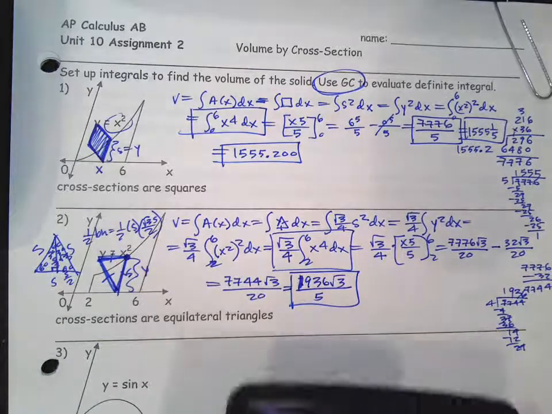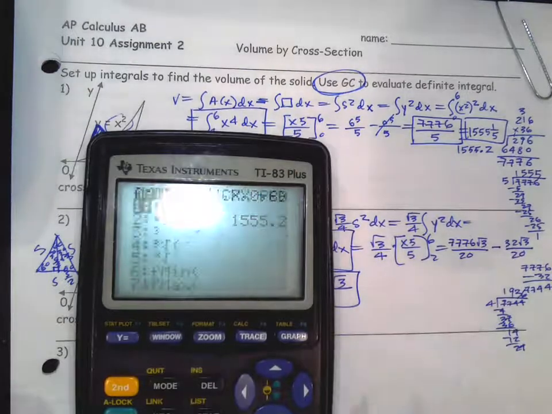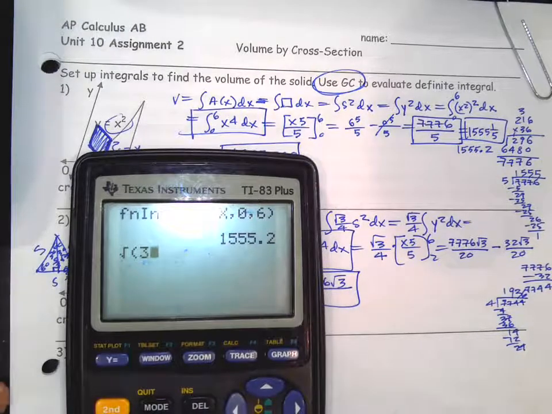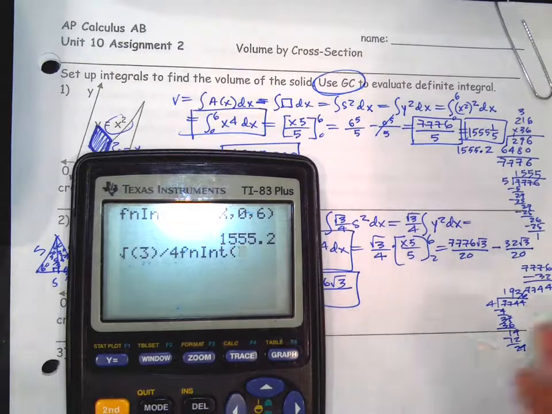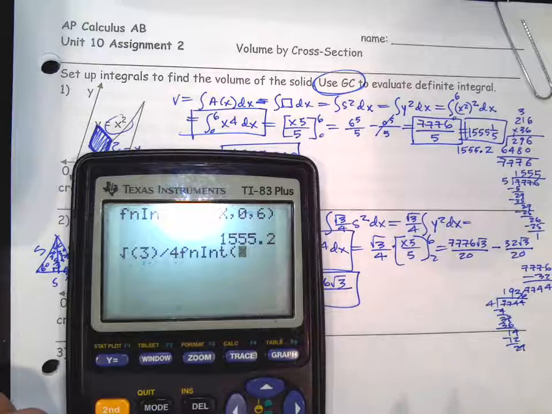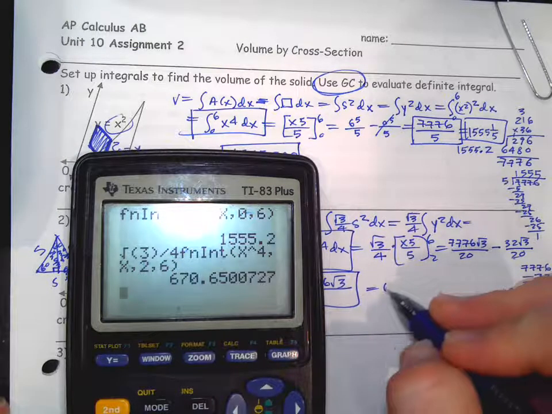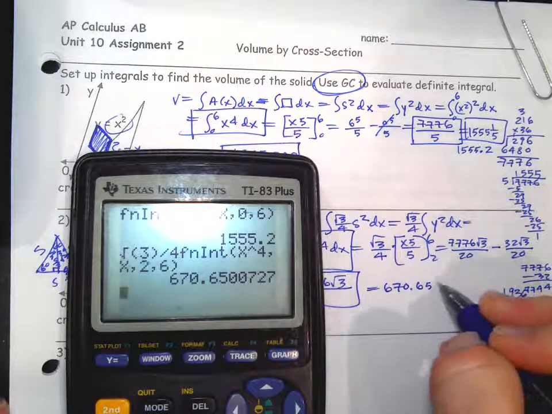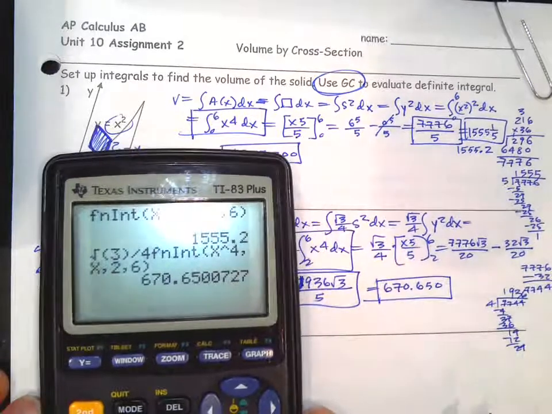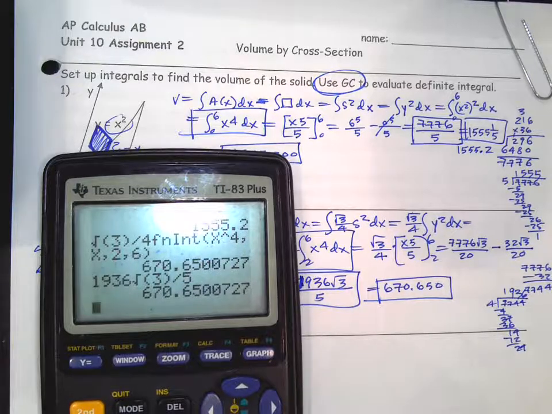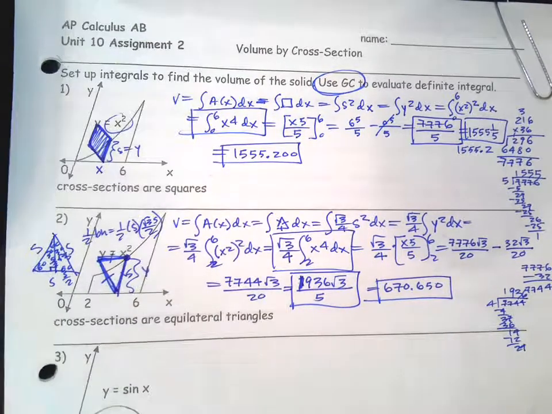On your calculator, we would do math 9, and actually I do the square root of 3 divided by 4 in front, and then math 9. You can do it all at once, or in separate pieces. X to the 4th, comma x, comma 2, comma 6. And we get 670.650. Now, what we do is check our other answer and make sure that our exact answer by hand is correct. It is. So there you go.